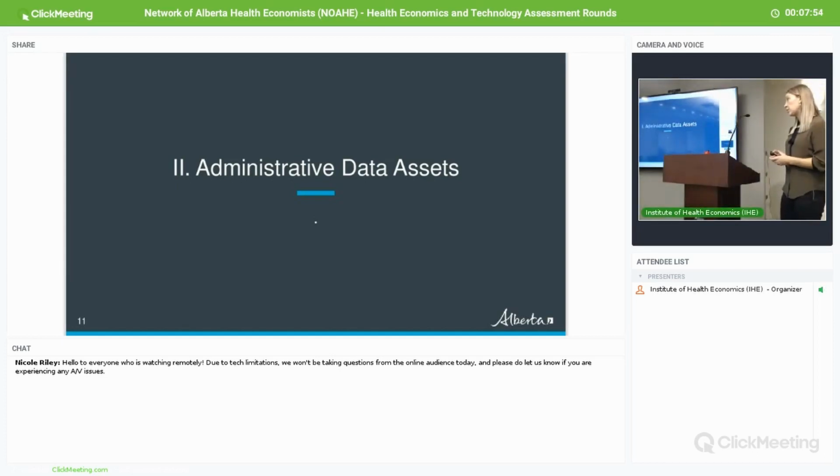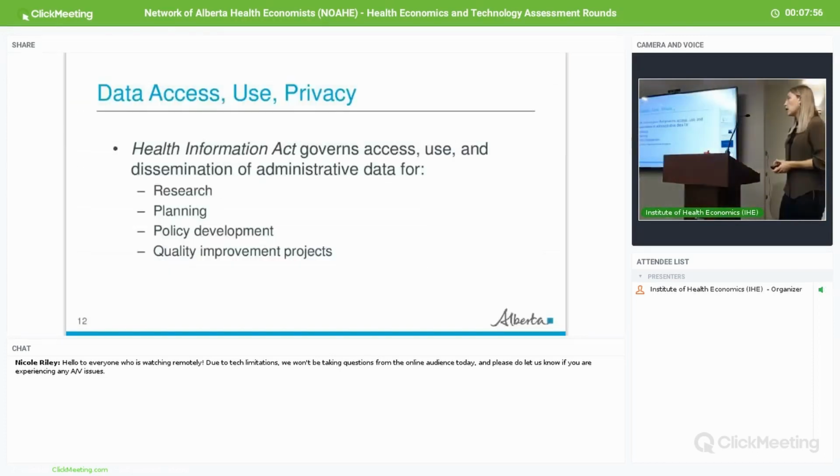So now I'm going to talk about the administrative data assets that we have. Before I do this, I just want to preface it by saying we really work to protect privacy. We are handling super sensitive data. So individual privacy is always the first thing that we protect. But we have the Health Information Act, which governs our use and access of data within the ministry. So we can use our data for research, planning, policy development, or quality improvement projects.